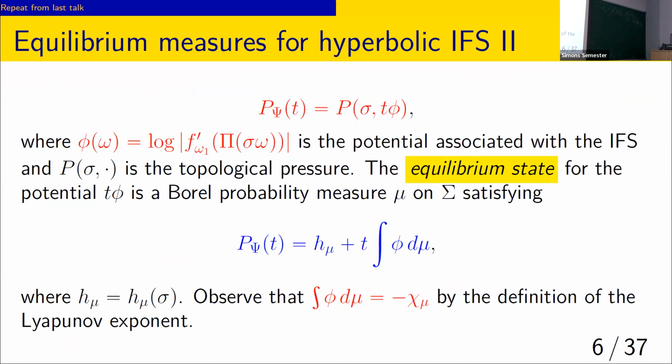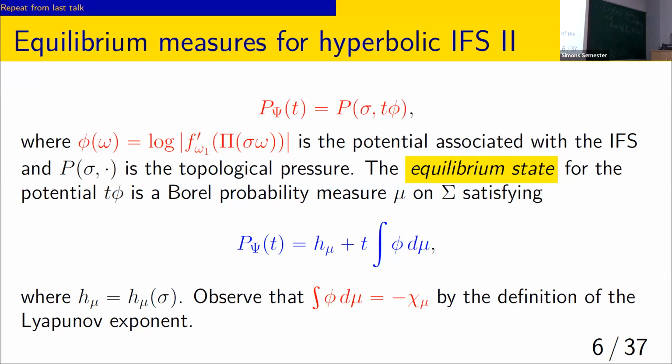This is, sorry, the potential, but always appears, so constant times this. So I just like to write it down. Omega is the logarithm of, and then you take the derivative and omega 1 and the projection of sigma omega and absolute value. So this appears, and here omega is an element of sigma. Okay, so this appears always.